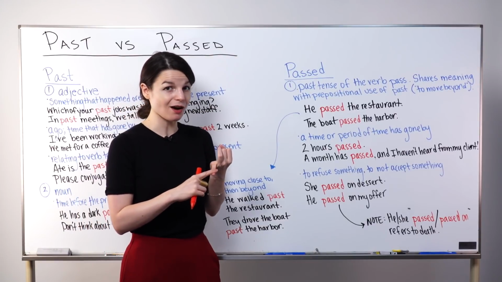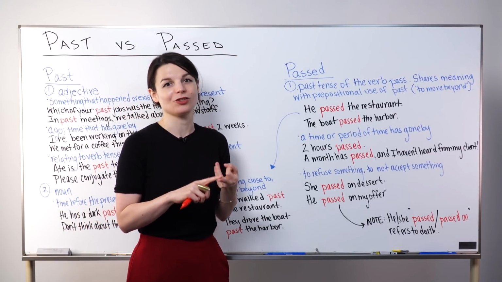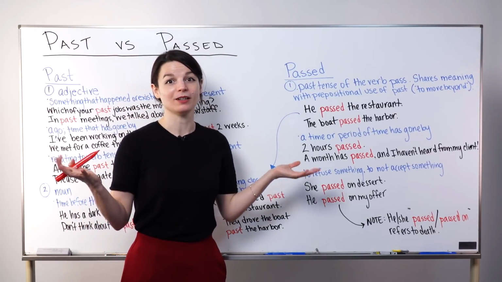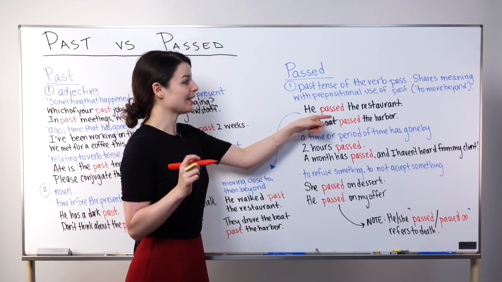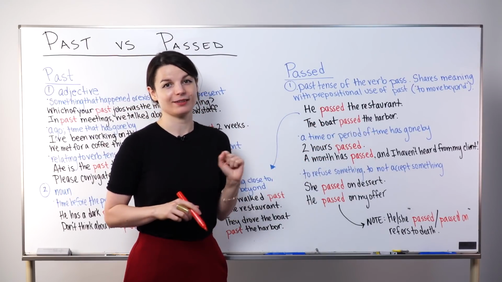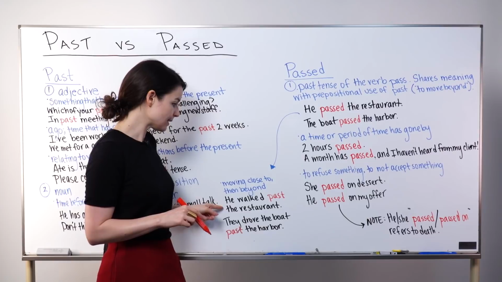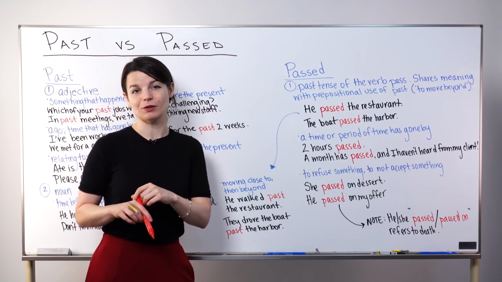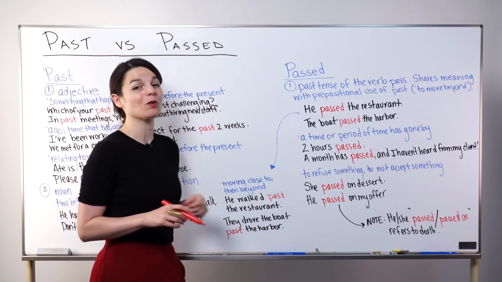Was he in a car? Was he walking? Was he jogging? Was he skating? We don't know. We only know he passed the restaurant somehow. In this sentence, he walked past the restaurant. We do know. We know he was walking.